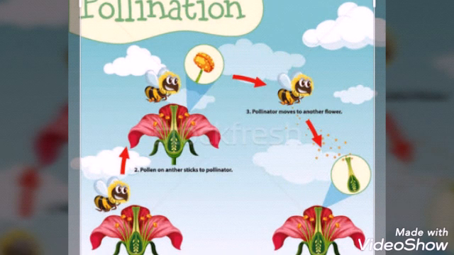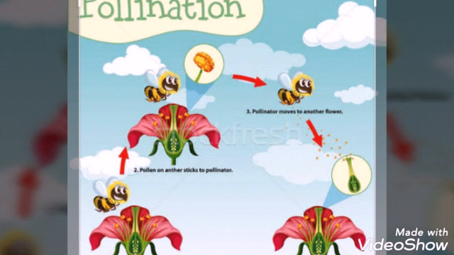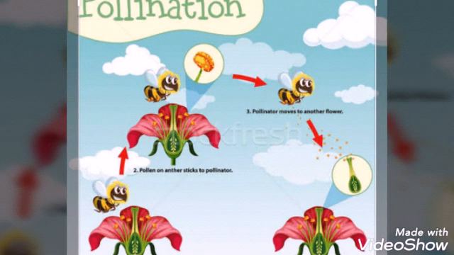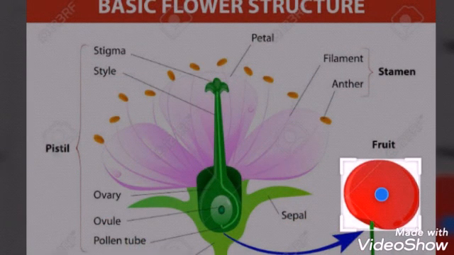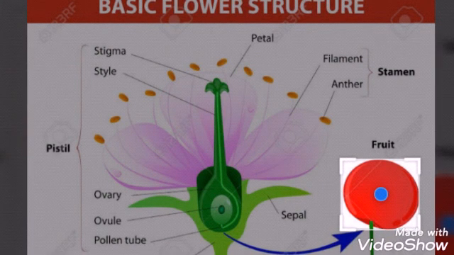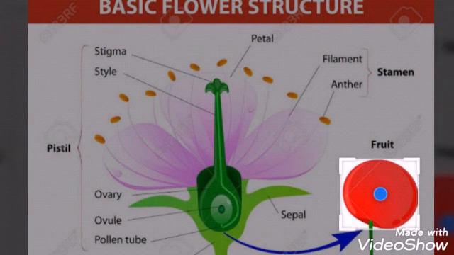Then the seeds are formed. The ovary develops into the fruit. Slowly, what happens? The ovary develops into fruits. Now fruit, what will it have? It will have the seeds which are developed from the ovule. Now you can see here, along with the basic structure of the flower, from where the fruit develops is also shown here. The fruit develops from the ovary and the seeds develop from the ovule.